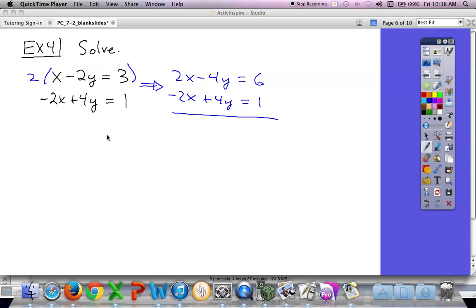Before we were so rudely interrupted. Okay. So when I add these to cancel one of the variables, what happens? I cancel both of the variables, right? So on the left I got a 0, on the right I got a 7.